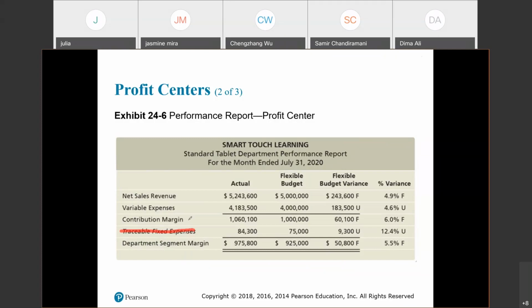When subunits share centralized services, management must decide how to allocate those costs to the various segments that utilize this service. If the costs are not allocated, the subunit's performance reports will not include any charge for using those services. However, if they are allocated, the performance reports will show a charge for the traceable portion of this expense, as shown on this performance report.